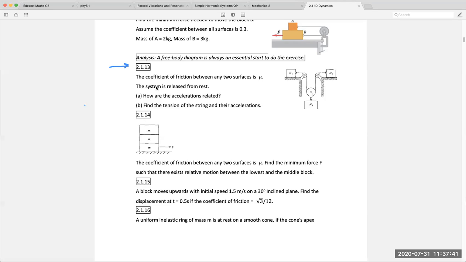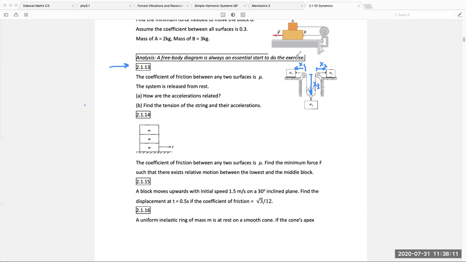What does it exactly mean by how the acceleration is related? Oh, you know that they are related by a pulley. That means their velocities are actually related to each other. So let's see how their velocities are related. Let's say we assume the lengths of the string to be x1, x2, and x3, okay?